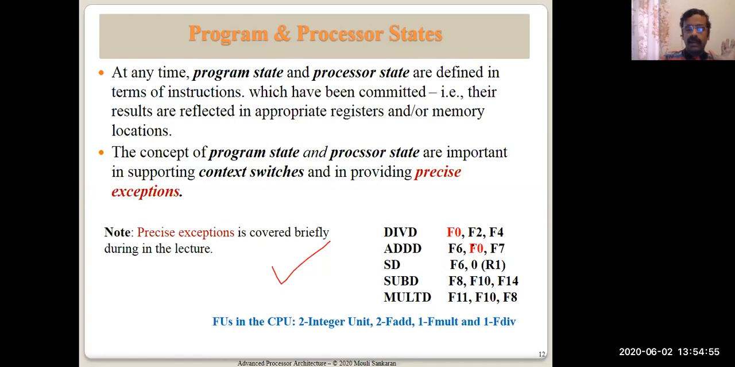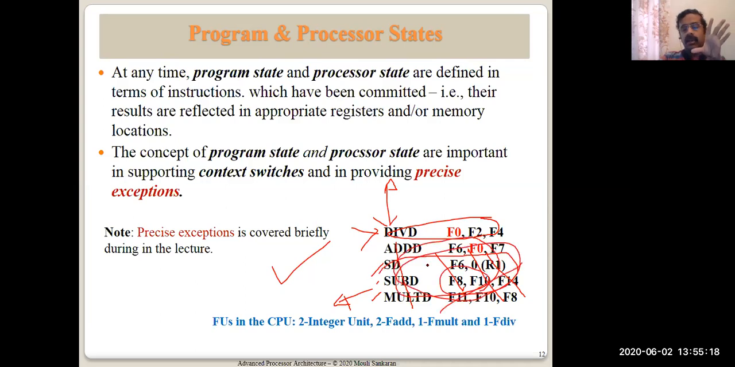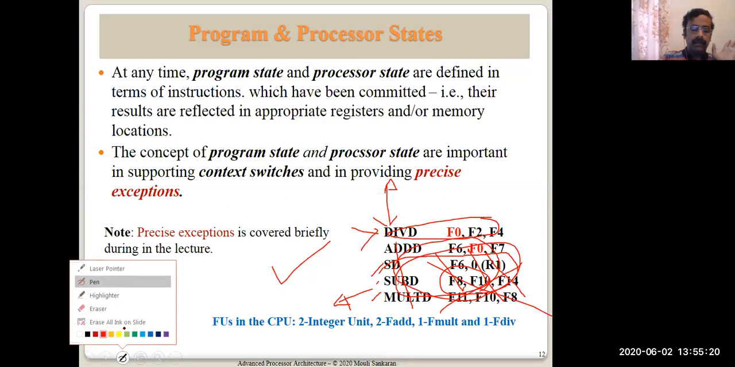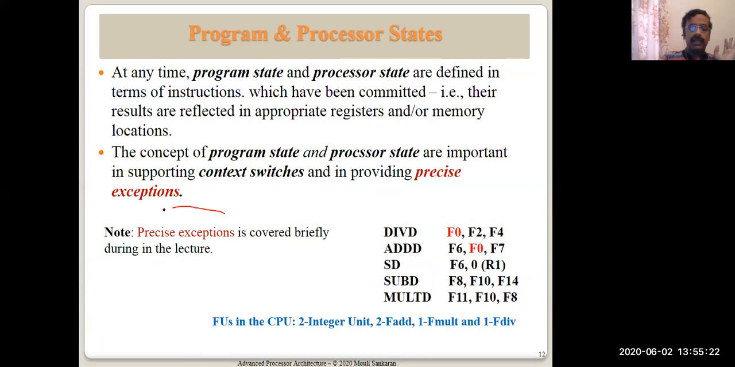So what I'm saying here is, suppose this div is taking more time. If I am committing this, it will be in ROB. So if this is generating an exception, all that is done after this div is forgotten. Only what is above is maintained in the register set. These are all in ROB. Results are in ROB. They're all gone. Okay. That's what I'm trying to say. What is precise exception?